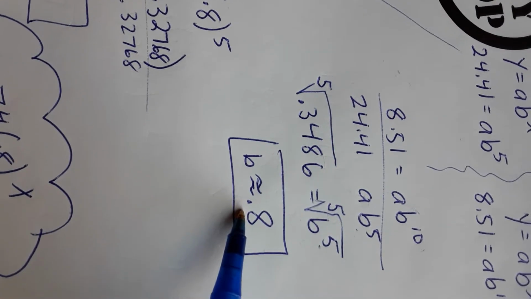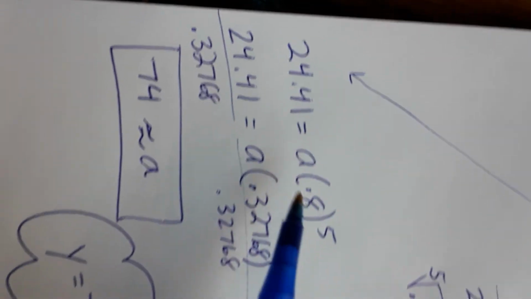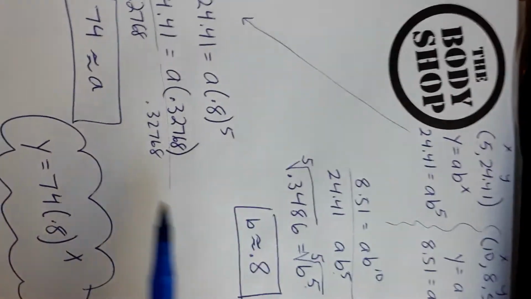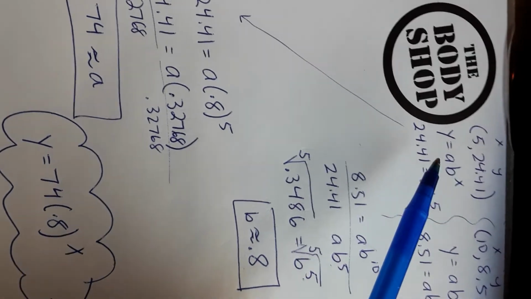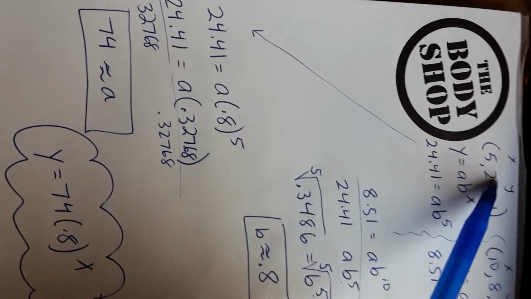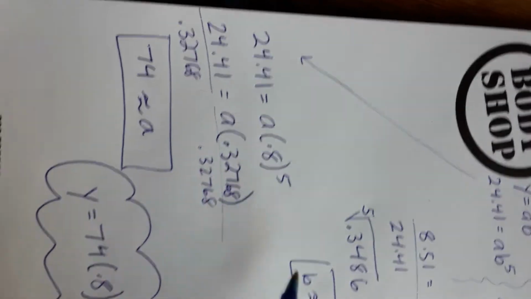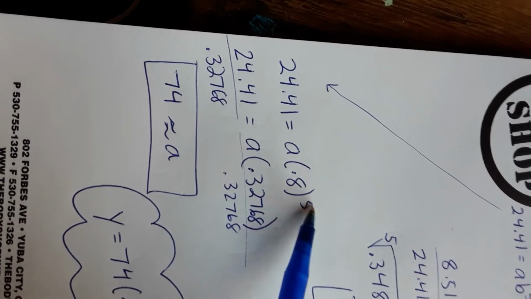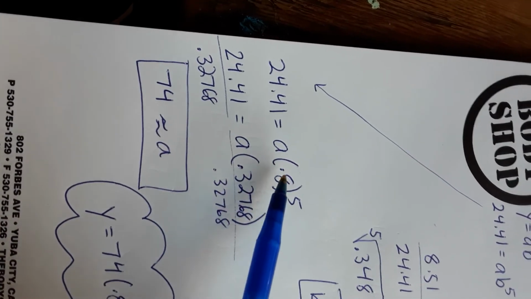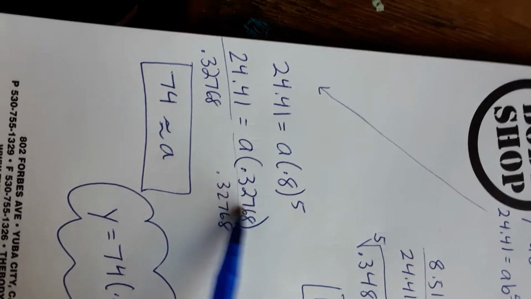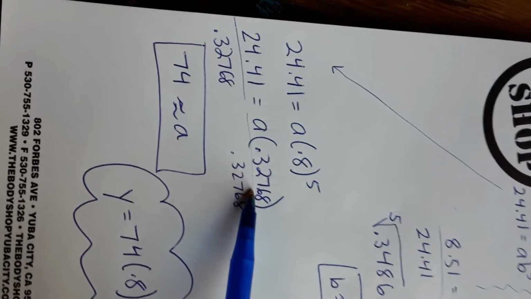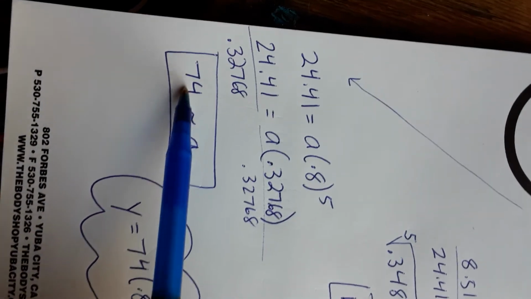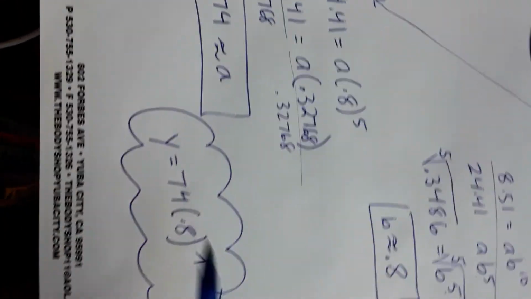and that's b. Okay, now then we want to go back into one of the equations, it doesn't matter which one, and we want to plug b in to find a. So I just used this equation on the left, and so I rounded my b to 0.8, and then I just plugged it in, and then I did this. 0.8 raised to the 5th is this decimal right here, and then I divided both sides by it, and I got that a is approximately 74.